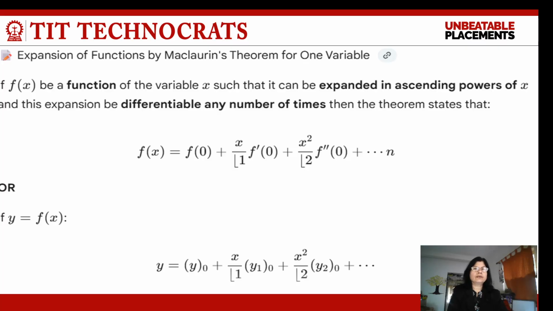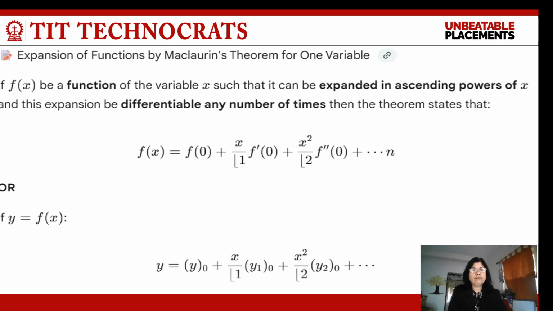So, the definition of Maclaurin series. If f of x be a function of the variable x such that it can be expanded in ascending powers of x and this expansion be differentiable any number of times, then the theorem states that f of x is equal to f of 0 plus x upon factorial 1 f dash 0 plus x square by factorial 2 f double dash 0 plus, and so on.